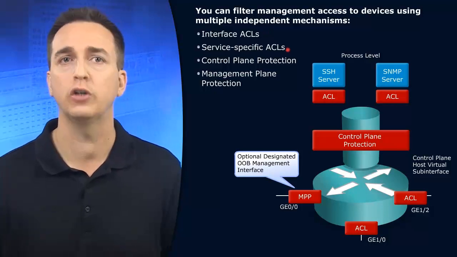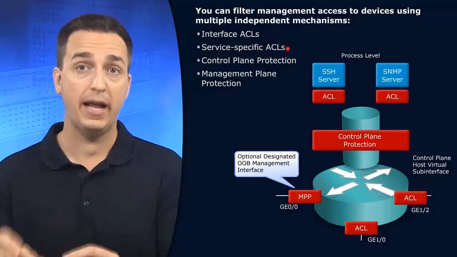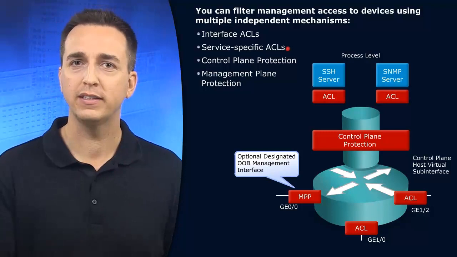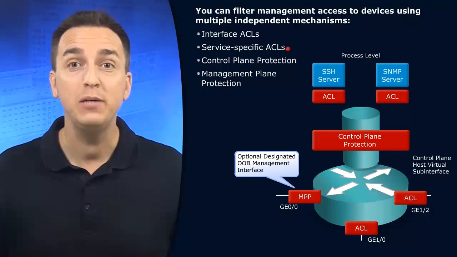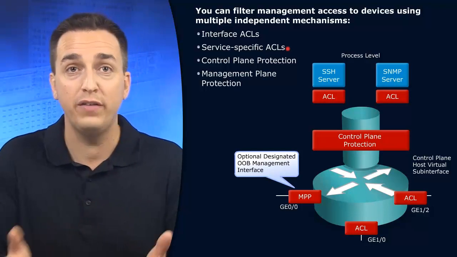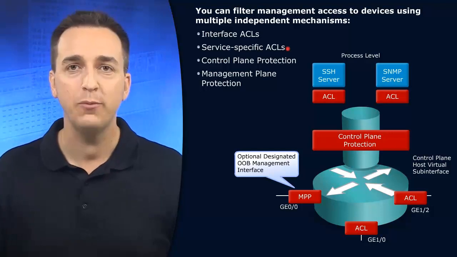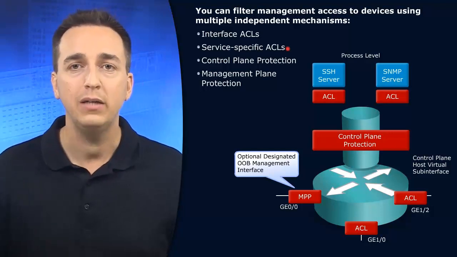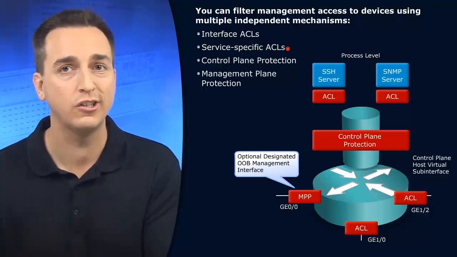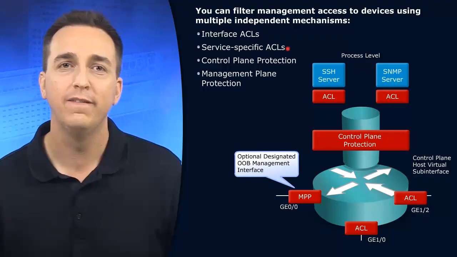We can also set up service-specific access control lists. That's just the fancy way of saying we're going to set up an access control list and apply it to a specific service instead of an interface. Well, what's an example of that? Our VTY lines. You can set up the access class command on a VTY line and reference an access control list to control who's allowed to use the VTY lines. Same thing with SNMP. When you set up your SNMP server configuration, you can specify via an access control list what network management stations are allowed to access the device.